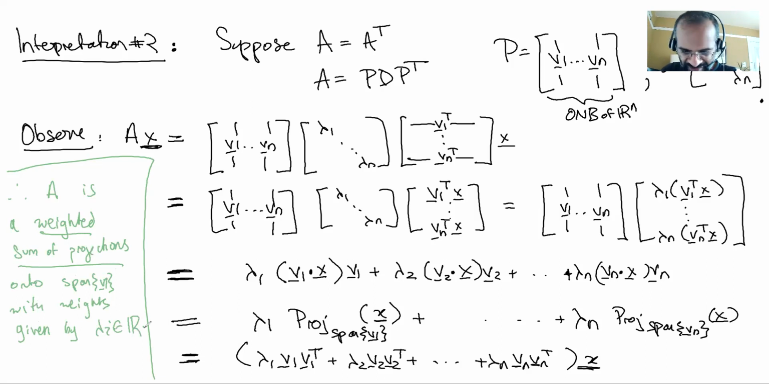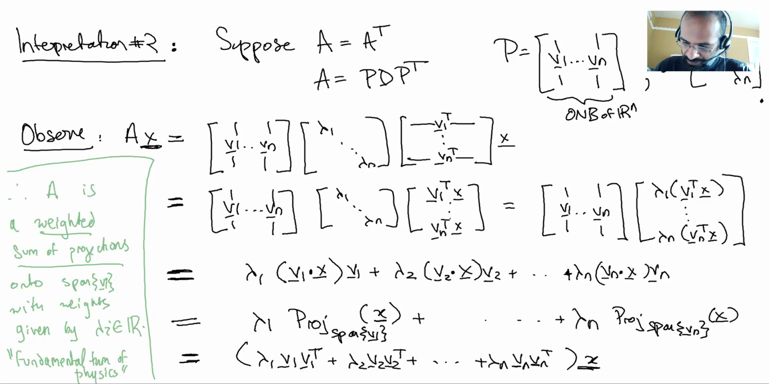Okay, so if you do physics, maybe you've seen this. This is like the basis of almost everything in quantum mechanics. I've heard people call this the fundamental theorem of physics. If you haven't seen that yet, maybe you'll see it later. But this is a different interpretation. It's a weighted sum of projections, orthogonal projections. So that's interpretation number 2.